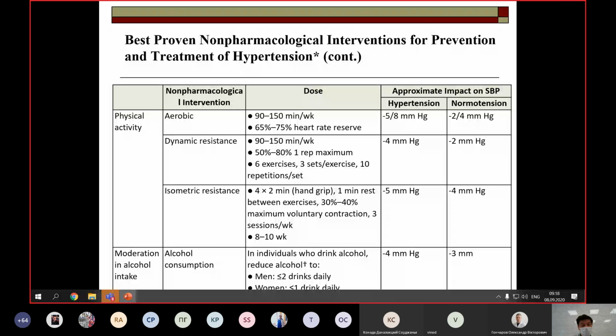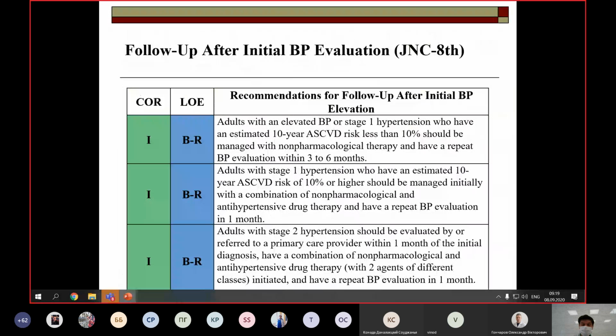The moderation of alcohol intake is associated with reduced alcohol for men, less than 2 drinks daily, and for women, less than 1 drink daily. This recommendation can be supported by some specific clinical trials that have shown a decline on average of 4 to 5 millimeters, with improved natural evolution of arterial hypertension and, of course, a decline of alcohol mortality on average.